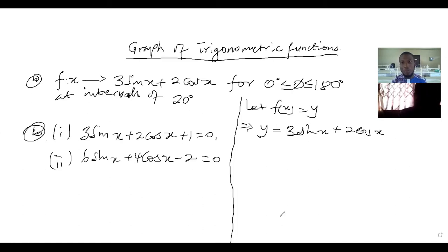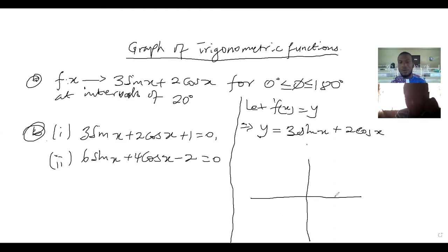So anytime they tell you using a scale of 2 centimeters, you first of all go to your graph and mark. By then you've drawn your x and y axis already. You go to your graph and mark the 2 centimeter line. So you have your x and your y axis. You mark the ends of the big box like this.